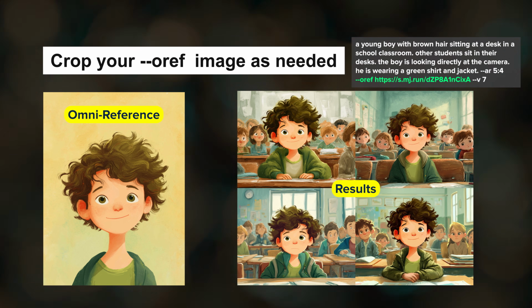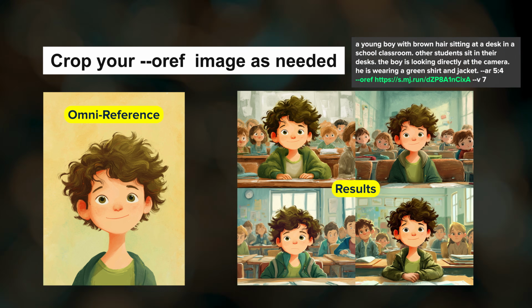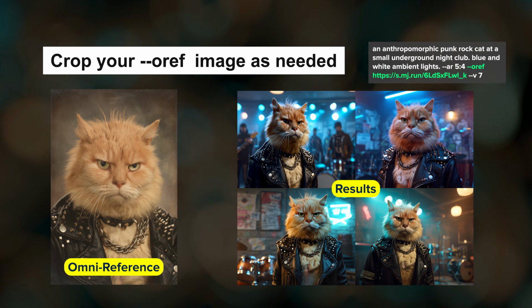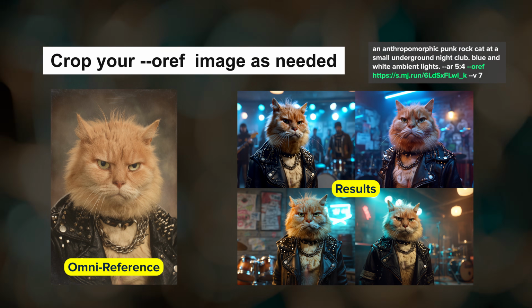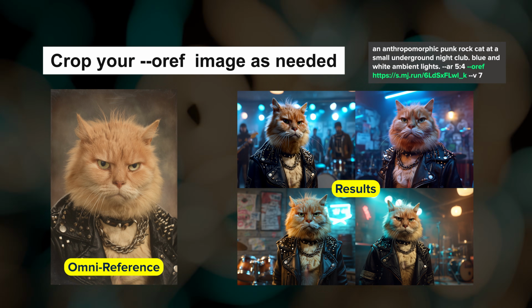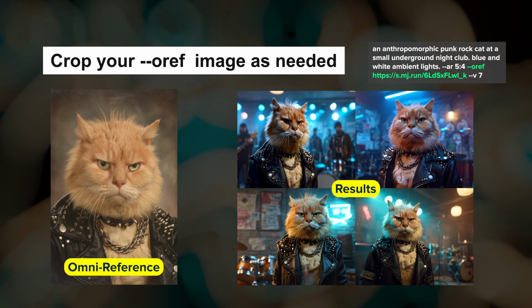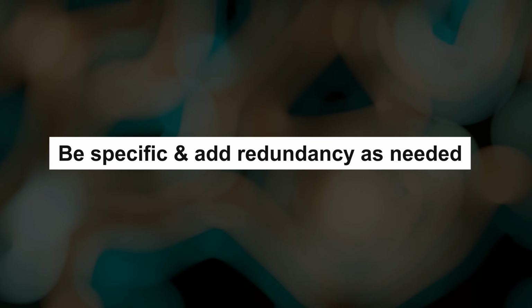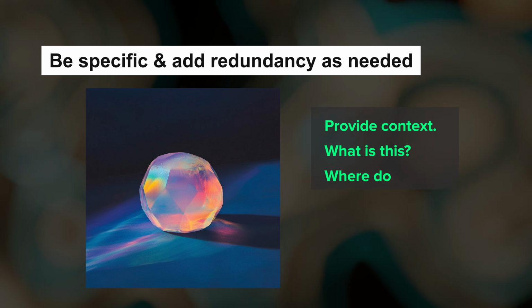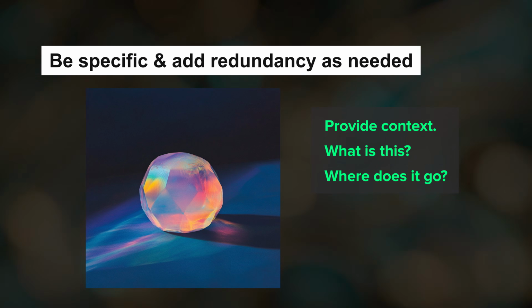Midjourney will look at your entire image and in combination with your prompt will figure out what parts of your reference to use. If your character is surrounded by palm trees and buildings, it's more likely that those elements will bleed into the results, which is why my next tip is to be specific with your prompt and add redundancy as needed. You need to provide Midjourney with context for your reference image.